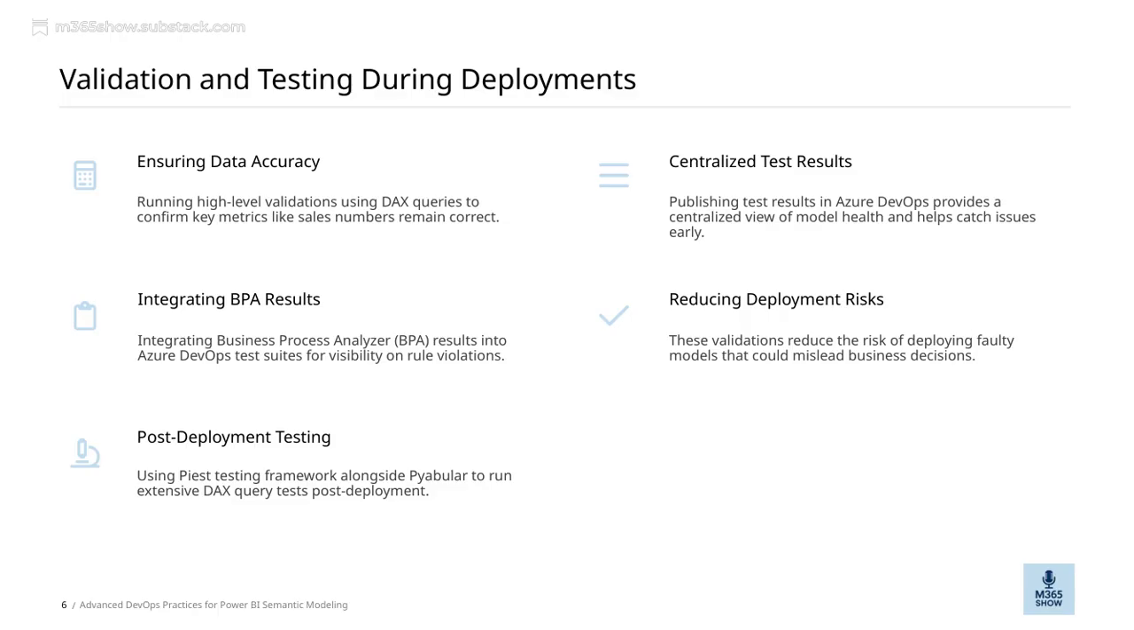This integration provides visibility into rule violations, so we can quickly identify and address any compliance or process issues. Finally, we run high-level validations using DAX queries to confirm that key metrics, like sales numbers, remain accurate. These checks give us confidence that our data is reliable and that our models are delivering correct insights.